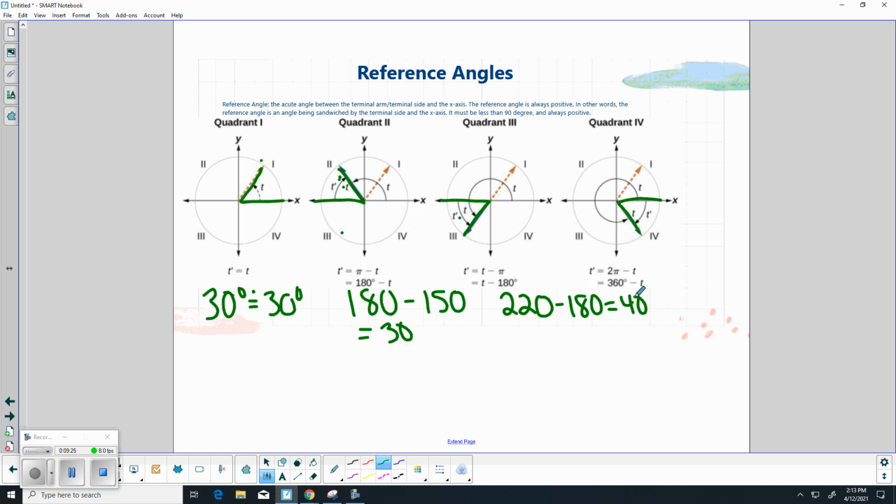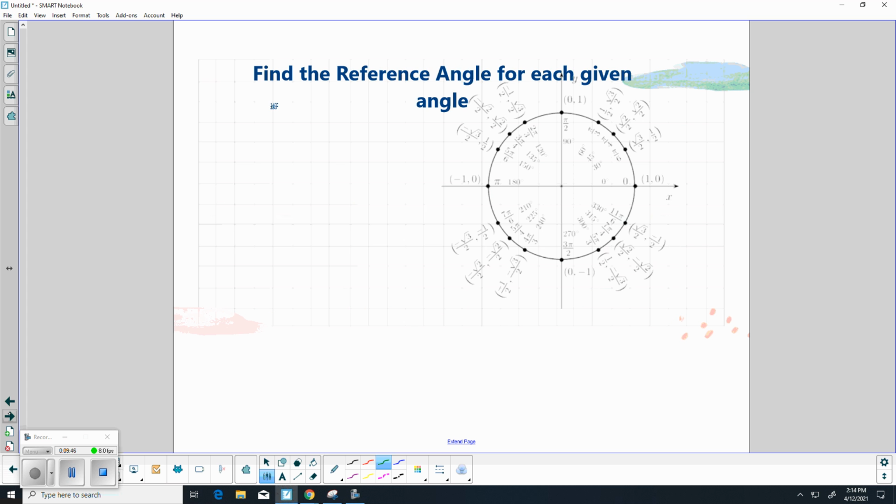So then our last one, 2 pi and 360. So let's say they give us like 330 as the angle that we're trying to find the reference angle for. We just subtract 330 from 360, and we get 30.